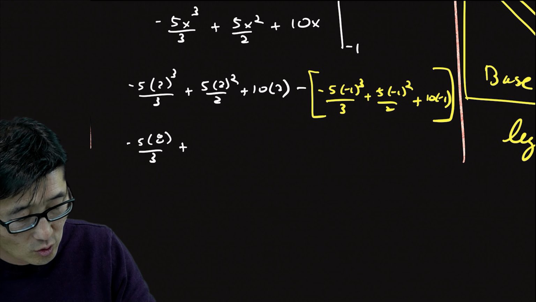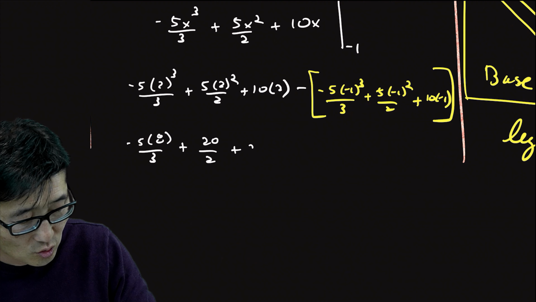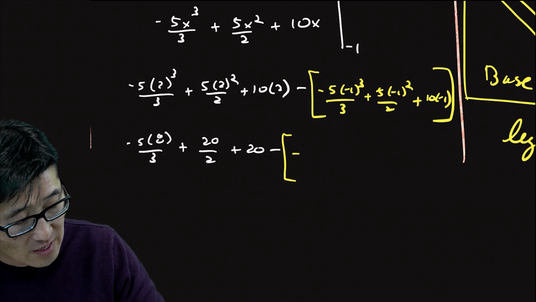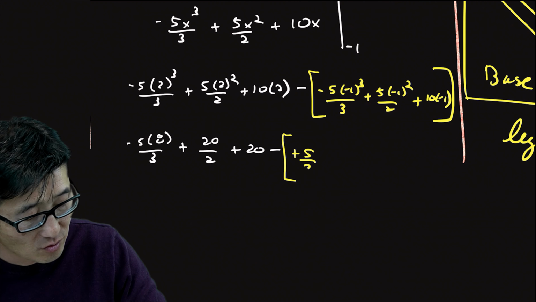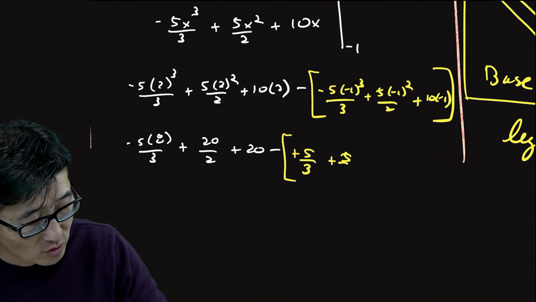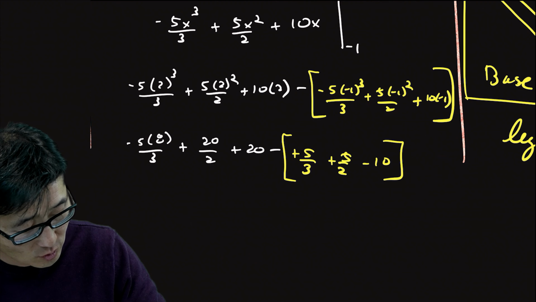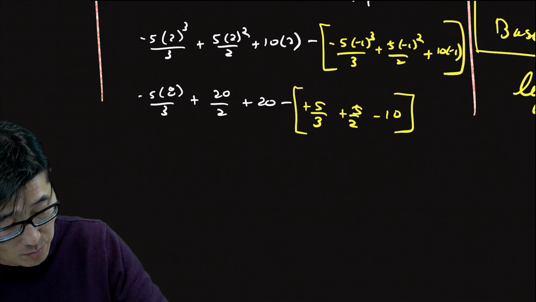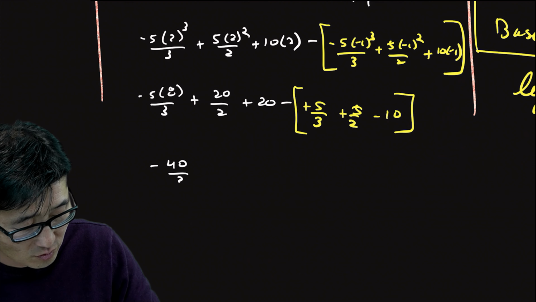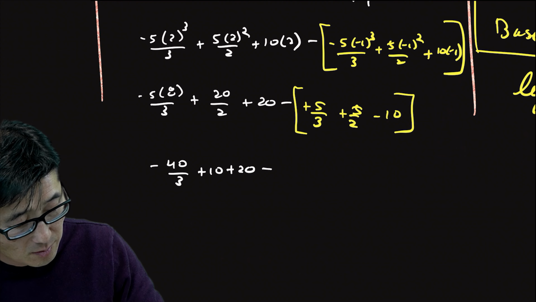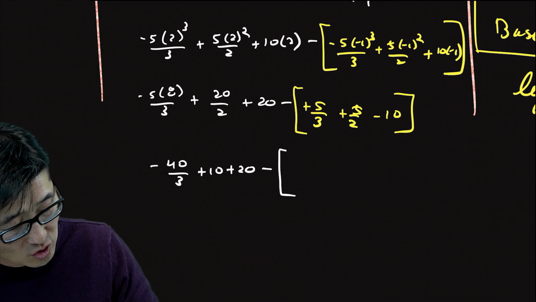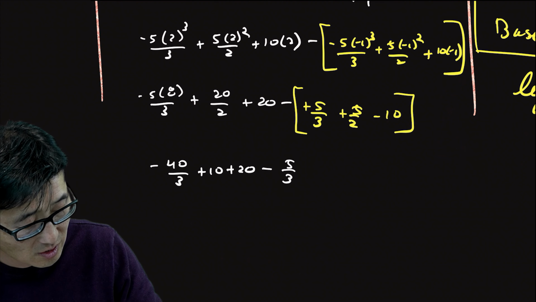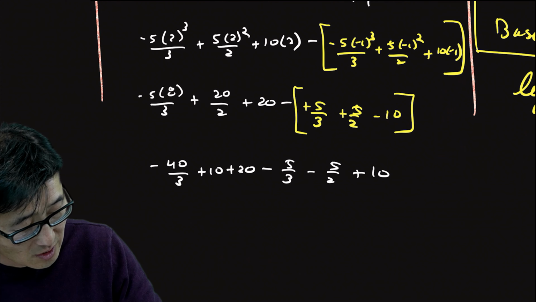So plus 5 times 4, 20, 20 over 2, plus 20. And then inside the bracket, you get negative, let's see, 5 times negative 1 is positive 5 over 3, plus 5 over 2, minus 10. Okay, so now let's further evaluate this. We got negative, let's keep our colors consistent, negative 40 over 3 plus 10 plus 20 minus 5/3. Well, here, let's distribute that out. Okay, I'm going to just change this all into one color now. Negative 5/3 minus 5/2 plus 10.